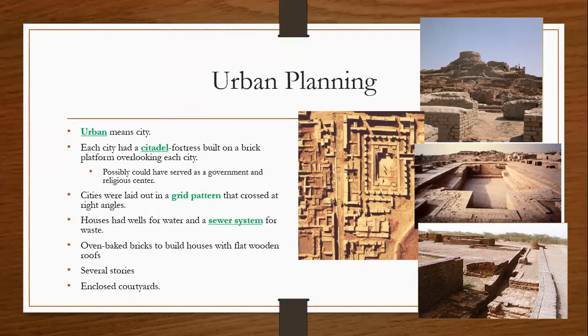Some of the buildings would be several stories tall. You didn't see a lot of that in the ancient world. There would be enclosed courtyards, so like a fenced-in backyard type of deal. You didn't see that in a lot of ancient housing, but that is something that they were doing in India.